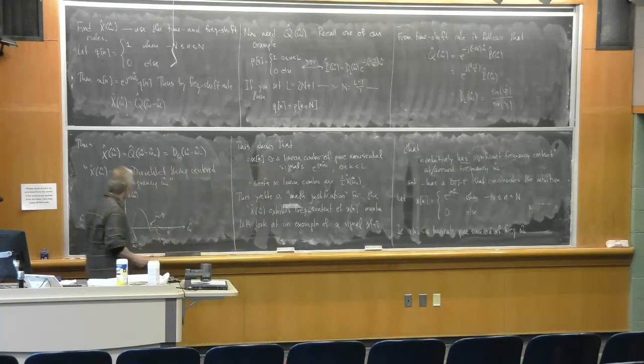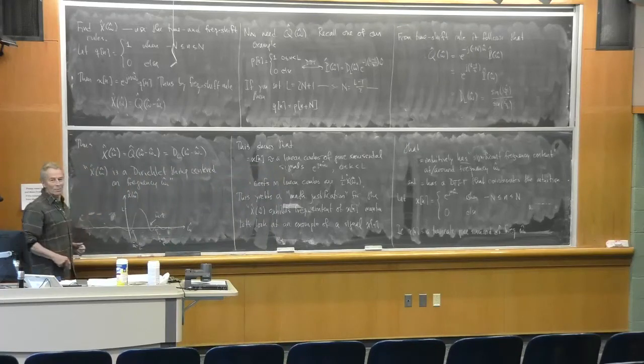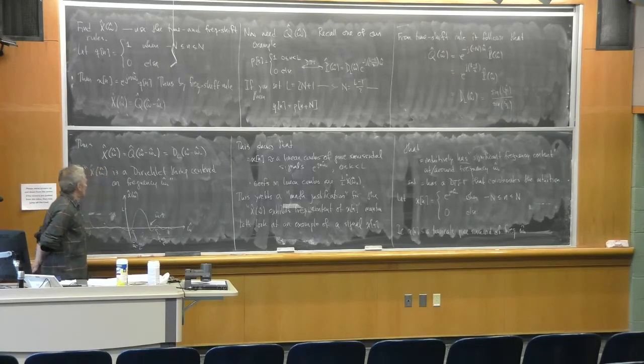Look at x hat of omega hat. It's got a big mountain right on omega 0 hat, right? And it dies away from omega 0 hat. So yeah, the DTFT of x of n reflects the fact that x has significant frequency content at omega 0 hat. It's not all at omega 0 hat, but most of it's right around there.